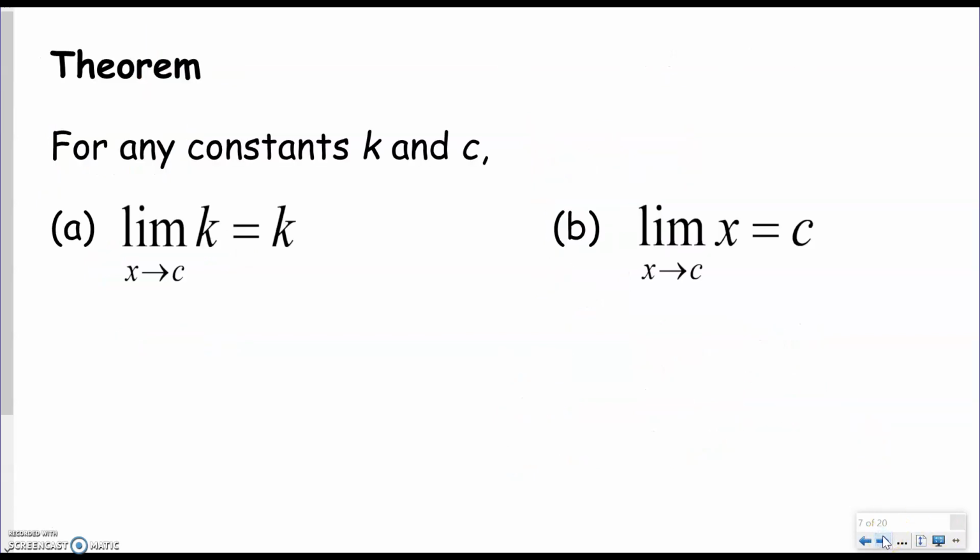Next one. We have a theorem. Essentially what we just verified is that the limit as x approaches any number c when we have a constant is always going to be that constant. And the limit as x approaches any value c of the function x is the same as c.